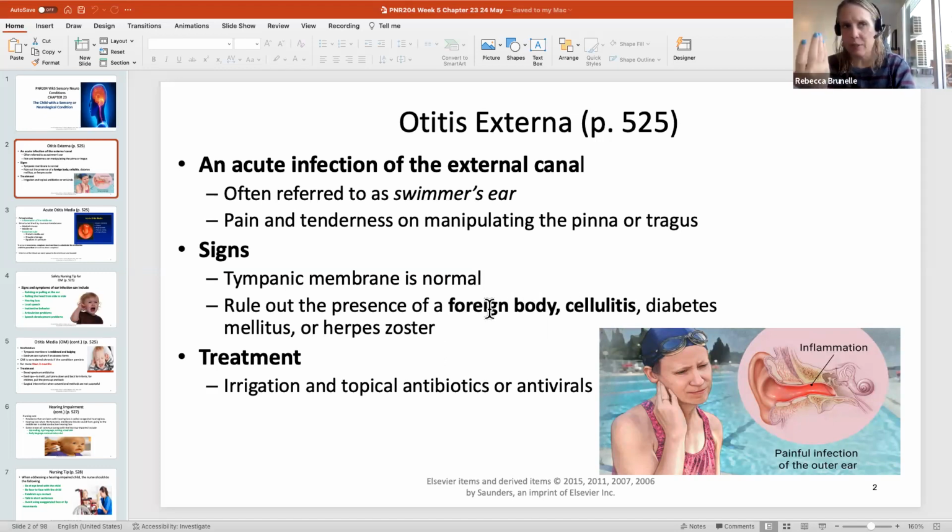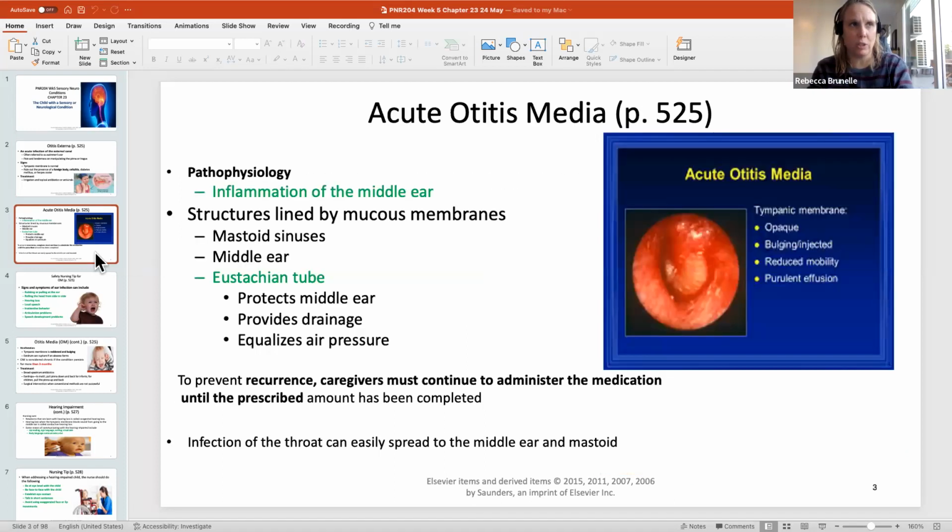You can also sometimes just have a foreign body in there. And usually it's treated just with topical antibiotics. It's also called swimmer's ear because it happens when you get water in your ear and you don't shake it out, and then it sets up for an infection.